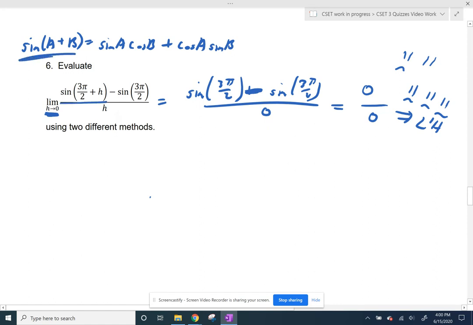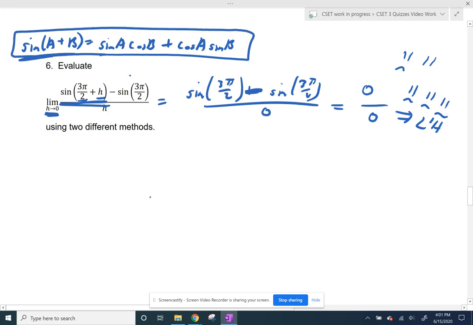sum formulas for sine and cosine. So be very careful. You can't distribute a sine. This is not a thing. Don't do it. But we do know that the sine of a plus b is this trig identity here. So let's use it, see what happens.